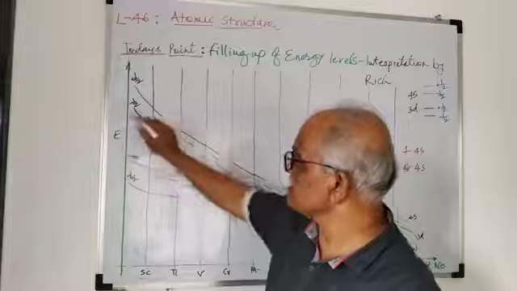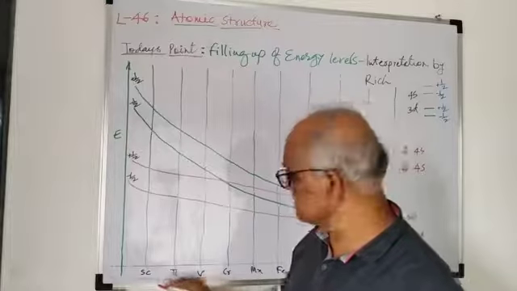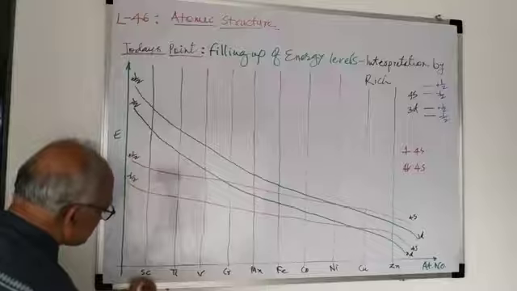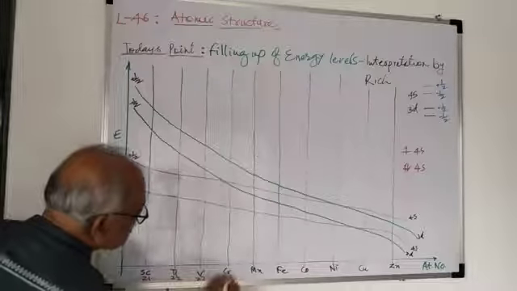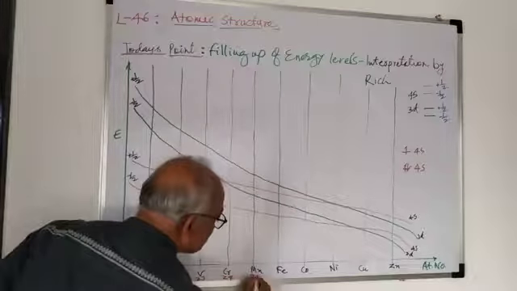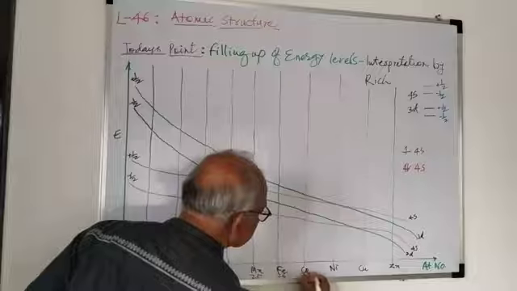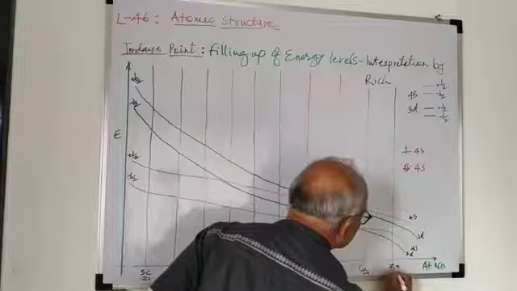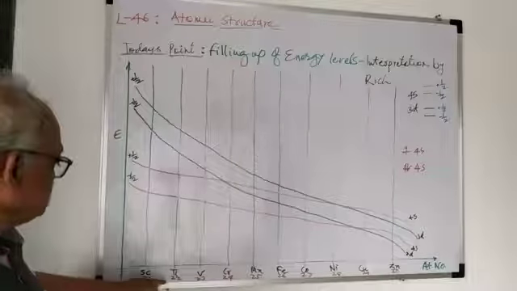So this is the energy axis. But here the nuclear charge increases, it becomes 22. So here the nuclear charge is 21, 22, 23, 24, 25, 26, 27, 28, 29, 30.